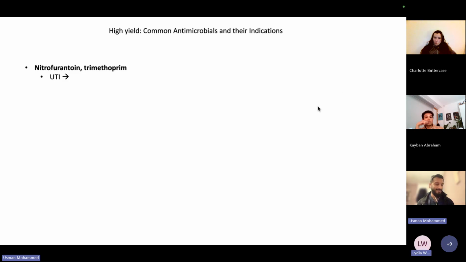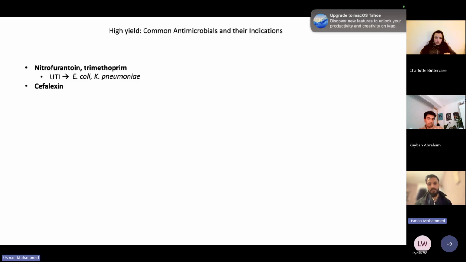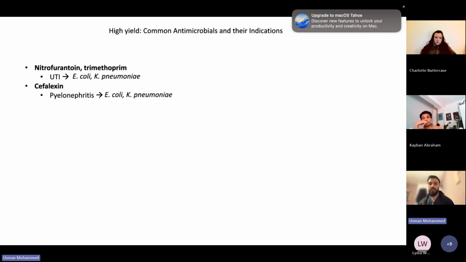E. coli. We've got Neisseria as well. Yep, Neisseria is one of them, but more common than that, E. coli and Klebsiella pneumoniae. Cefalexin. In the same vein as nitrofurantoin and trimethoprim, think about infections that track more proximally, more severe. Pyelonephritis. Great. Yep, pyelonephritis. And same thing, E. coli, Klebsiella.